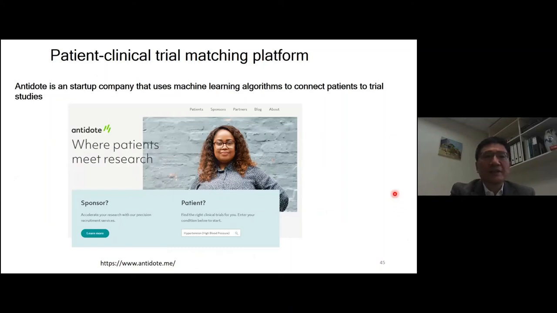And this patient clinical trial matching platform is a startup company that used machine learning to connect patients to clinical trials. You just simply input certain information, for example patients, sponsors, and so on, and then they can quickly provide you certain information.